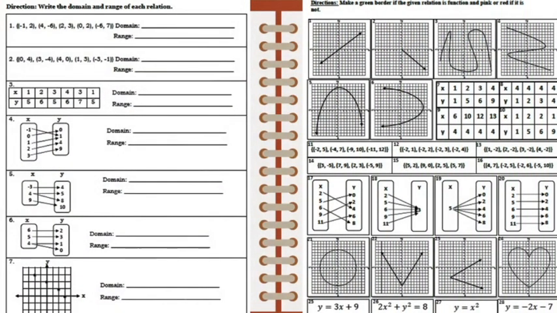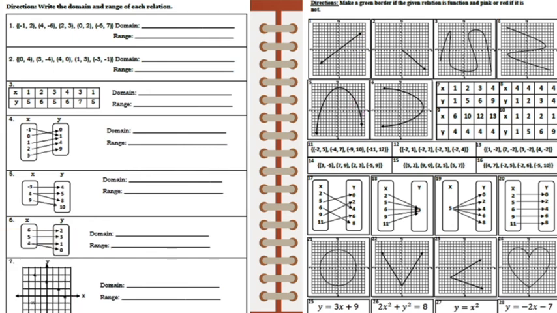Okay, so for lesson, domain and range of relation, rewrite lang yung domain and range of relation. So, madali lang to. Then, dito naman, so for the lesson function, make a green border if the given relation is function and pink or red if it is not. So, kailangan meron kang green color. Kung wala kang pink, red. So, yun lang yung pagpipilian mo. So, ang gagawin ay border lang.